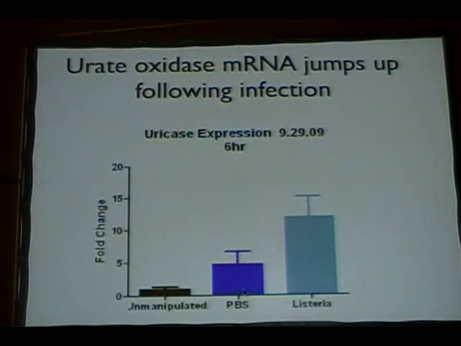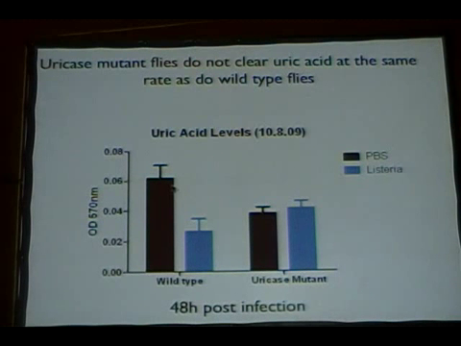And we've tested this by RT-PCR. We find that the difference between unmanipulated and infected flies is that infected flies induce urate oxidase about 12-fold higher than do wild-type flies. And we've taken mutant flies that lack this enzyme and asked what happens. We measure uric acid levels during the course of an infection. We can see that in a wild-type fly, the uric acid levels drop by about 50% during the course of an infection, and they don't change in a mutant.